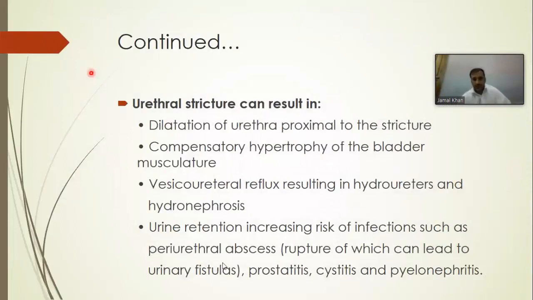Urethral stricture can result in dilatation of the urethra proximal to the stricture, compensatory hypertrophy of the bladder musculature, and the third one is vesicoureteral reflux resulting in hydroureter and hydronephrosis. Urine retention increases the risk of infections such as urethral abscess, which can lead to prostatitis, cystitis, and pyelitis.